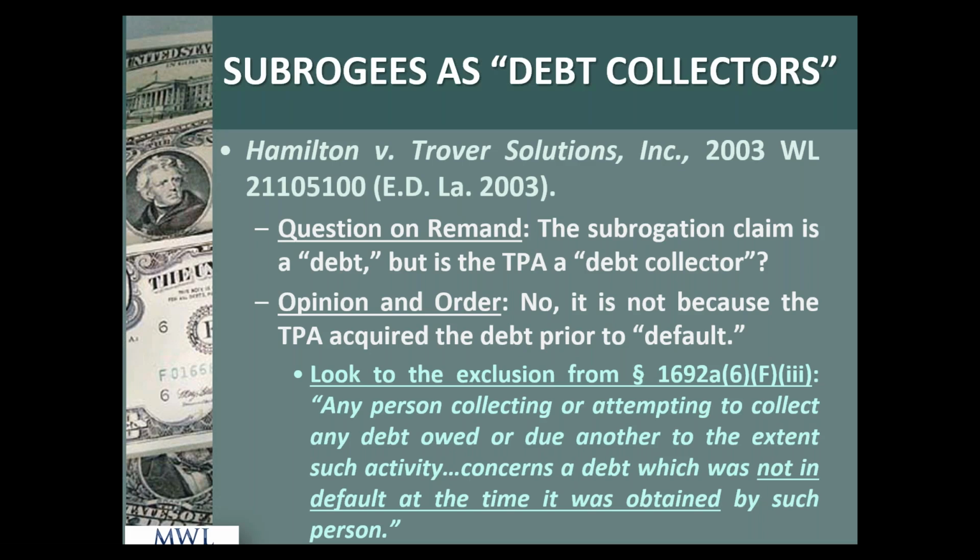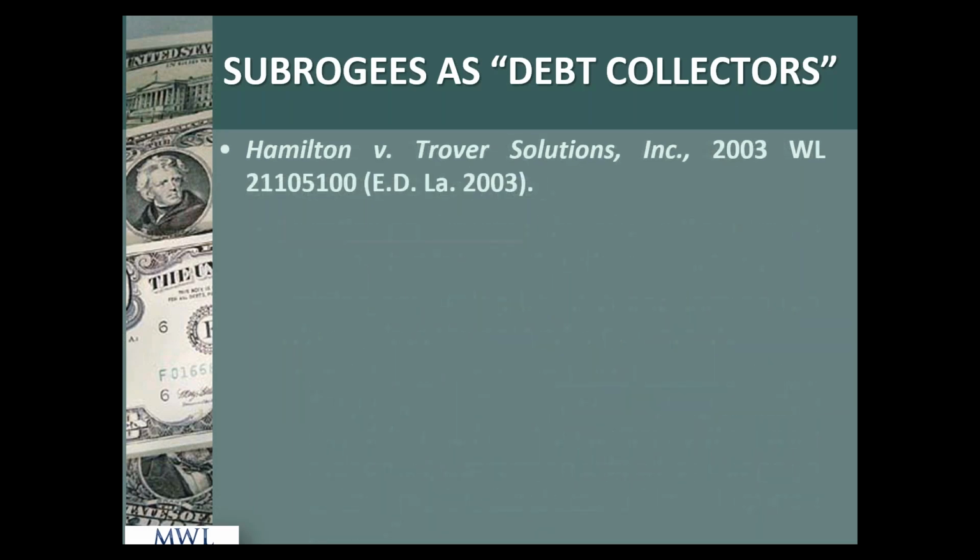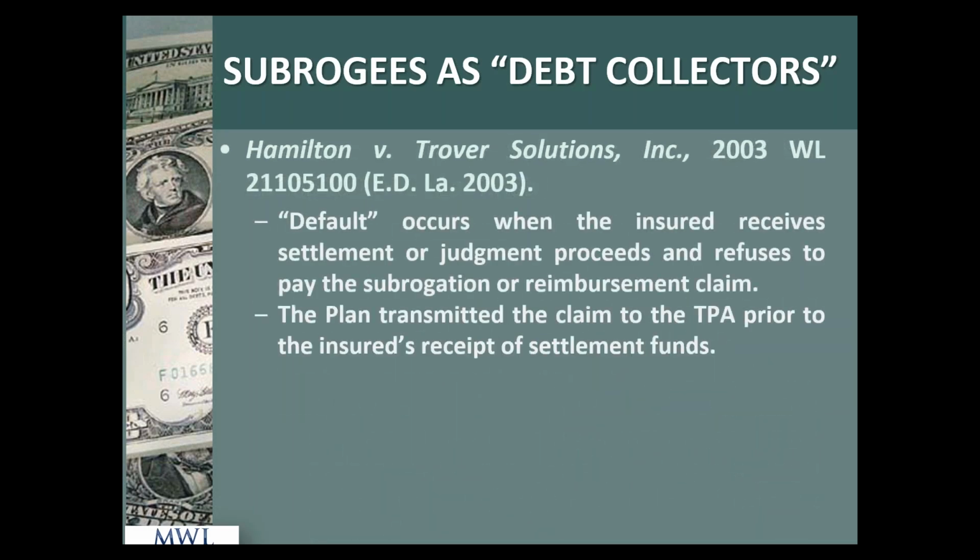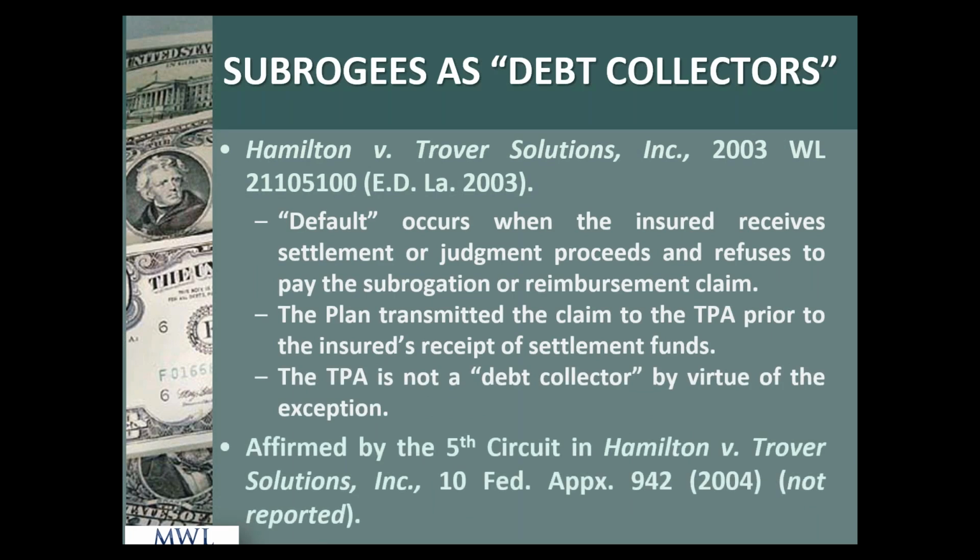But they look to the exception that we just discussed, which is, well, they're attempting to collect a debt, and they obtained a debt prior to the time it was in default. So what does this mean? What is default and what is obtaining the debt? Well, looking at this trial court, default, we think here, is based on the nature of the subrogation claim, the lien, the reimbursement.